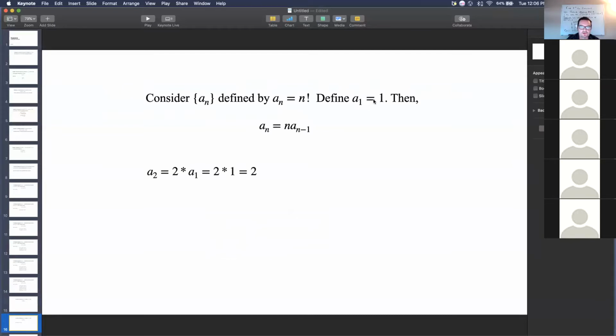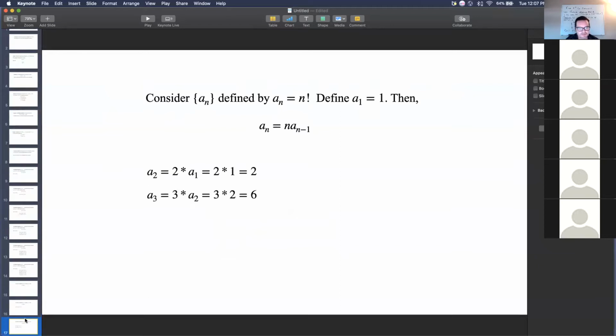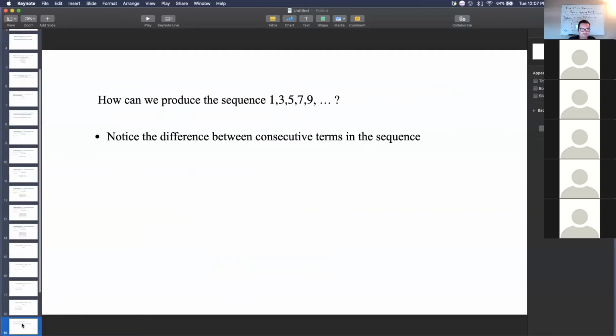Suppose a sub 1 is equal to 1. So we define this initial term and we're going to generate this sequence. A sub 2 is 2 times a sub 1, which is 2 times 1. A sub 3 is 3 times the previous term. A sub 4 is 4 times the previous term. And we see that what's really happening is the previous term is the product of the numbers prior to it, right? So 4 times a sub 3 is really 4 times 3 times 2 times 1, right?